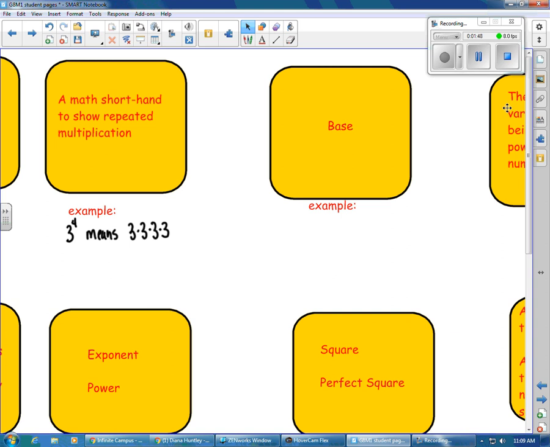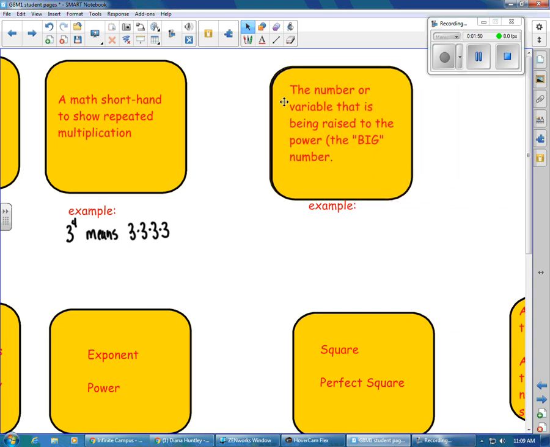Next one, base. The base is the number or variable that's being raised to the power. It's the "big" number, and I have big in quotations here because I don't mean it's big in value. It's the one that's larger. So in our example, 3 to the 4th power, 3 is the base.